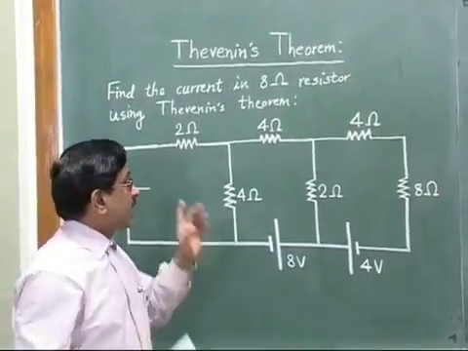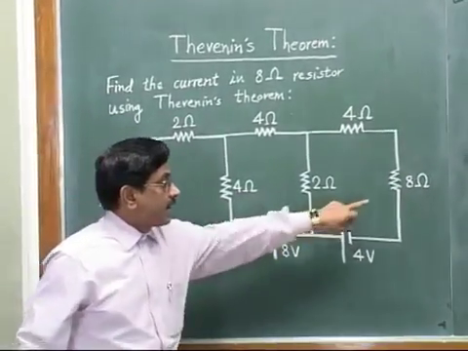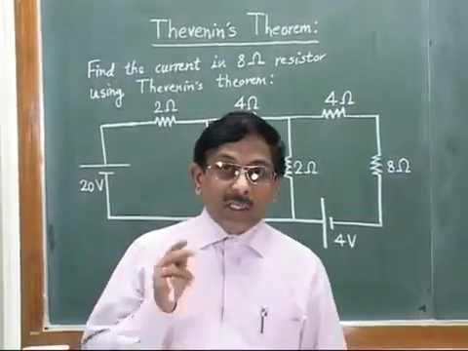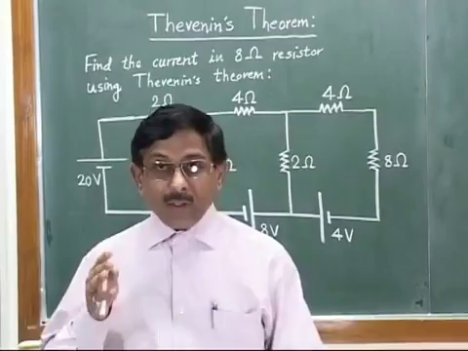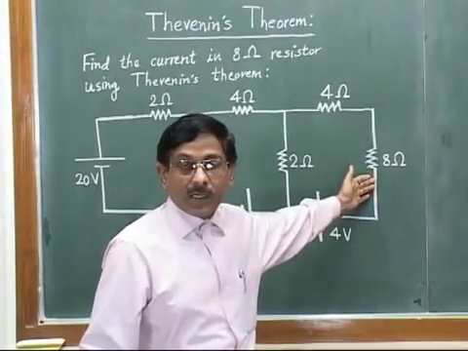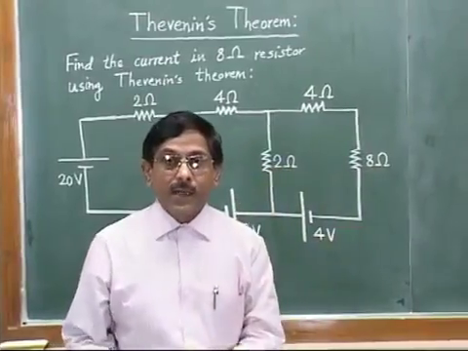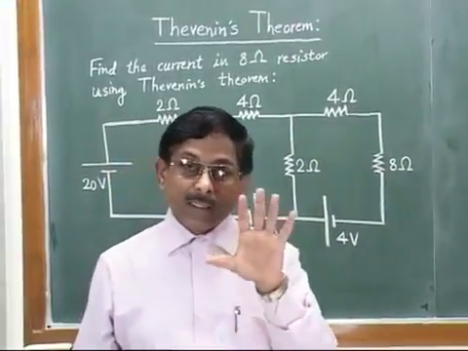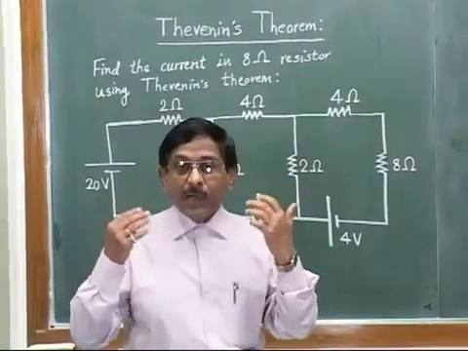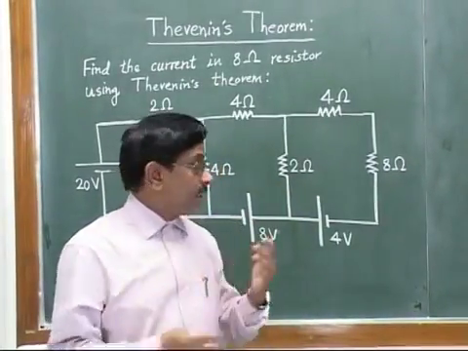So the problem statement is fixed now: to find the current in this 8 ohm resistor. Today I shall tell how to solve this particular problem and find the required current through this 8 ohm resistor using Thevenin's theorem in 5 simple steps. Those steps we have to always keep in mind so that we can solve any such type of problem.